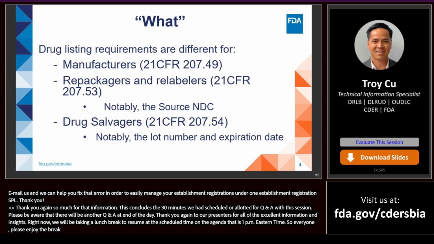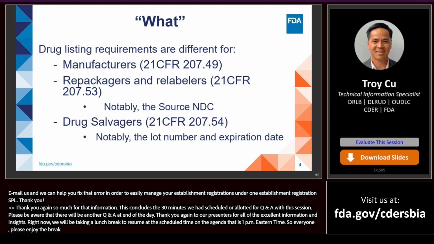So what listing information must the registrant submit? For the manufacturer, each registrant must provide listing information for each drug manufactured for commercial distribution under 21 CFR 207.49. Repackagers, per 21 CFR 207.53, must provide the NDC assigned to each finished drug received by the registrant for repack or relabeling, with the exemption of medical gases.